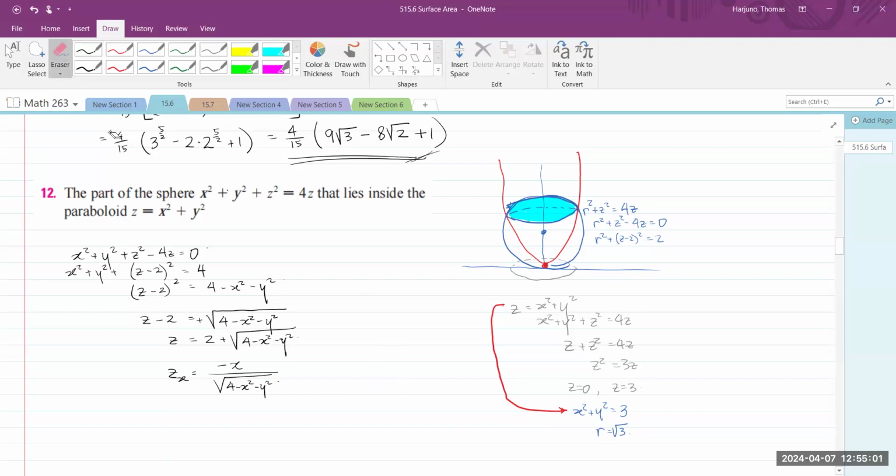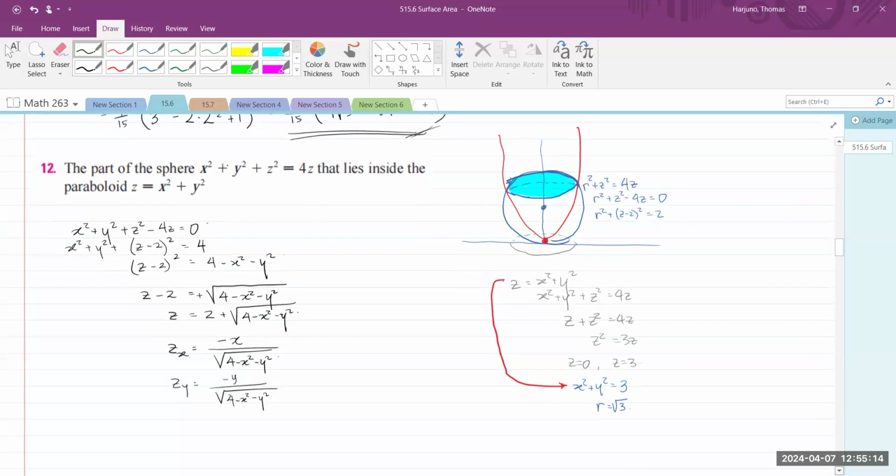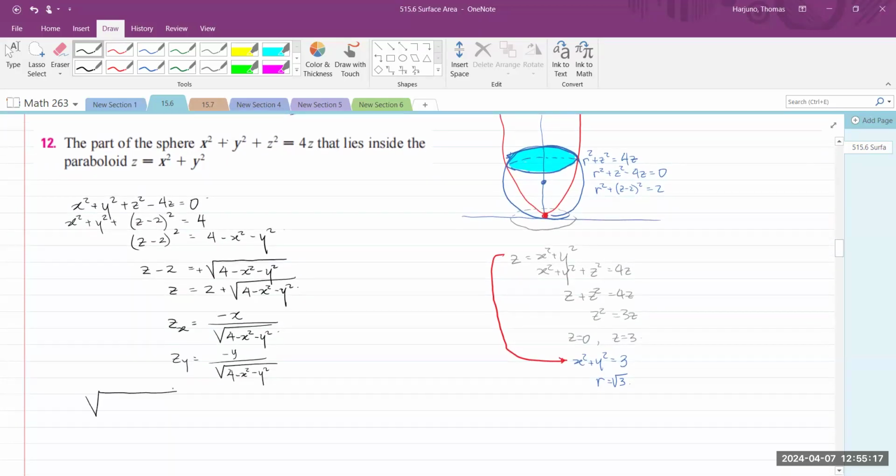Okay, now likewise, if we do the c sub y, we will get negative y over square root of 4 minus x squared minus y squared. Now when we get the square root of c sub x squared plus c sub y squared plus 1, we get x squared plus y squared over 4 minus x squared minus y squared plus 1. Okay?